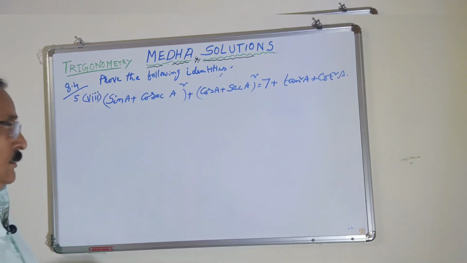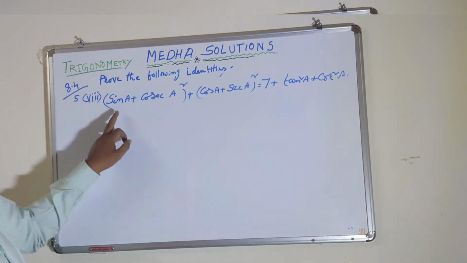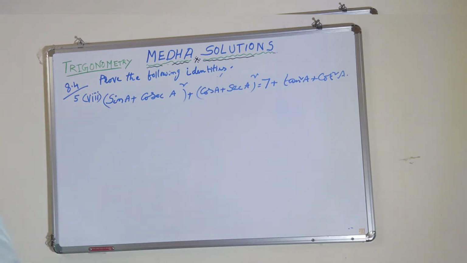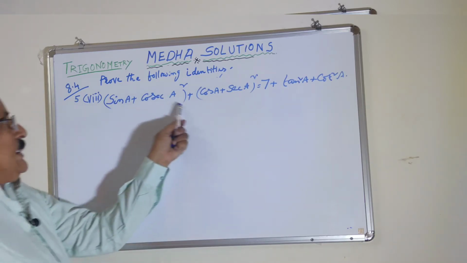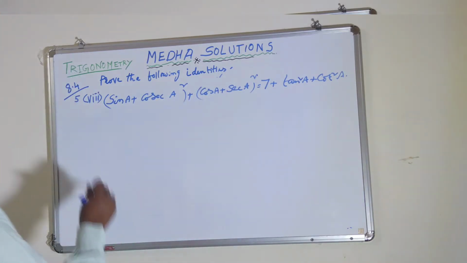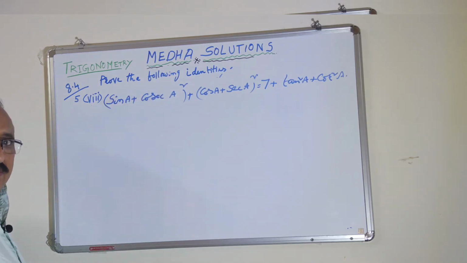Now students, this is the 8th sum, same 8.4, 5th bit, 8th sum. Sin A plus cosec A whole square plus cos A plus sec A whole square is equal to 7 plus tan square A plus cot square A. We have to prove it. We are taking the left hand side values. Now see, this is a plus b whole square, expand in the form of a plus b whole square is equal to a square plus b square plus 2ab.